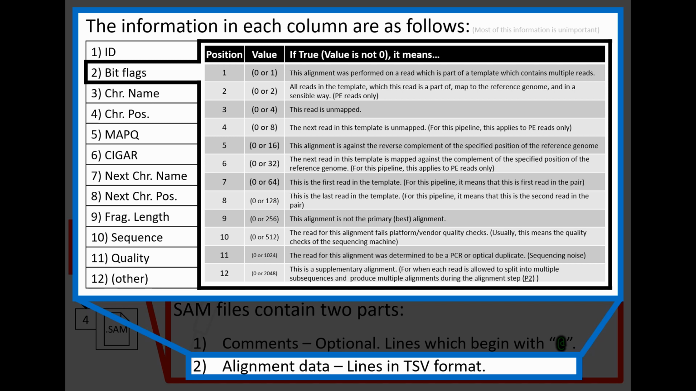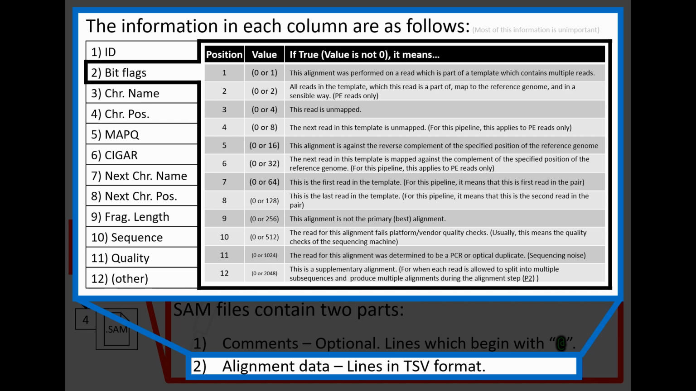The first flag indicates that this alignment was performed on a read which is part of a template which contains multiple reads. The second flag indicates that all reads in the template, which this read is a part of, map to the reference genome and in a sensible way. The third flag indicates that this read is unmapped. The fourth flag indicates that the next read in this template is unmapped. The fifth flag indicates that this alignment is against the reverse complement of the specified position in the reference genome. The sixth flag indicates that the next read in this template is mapped against the complement of the specified position in the reference genome.